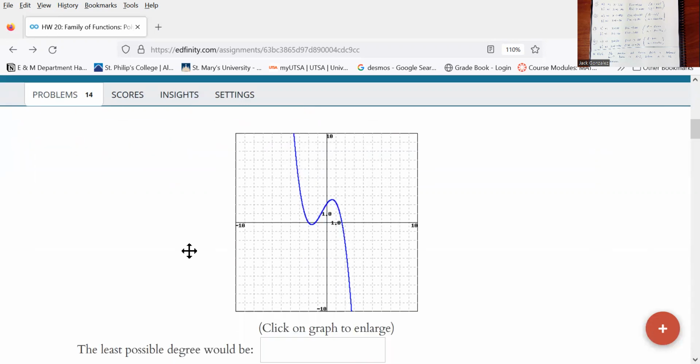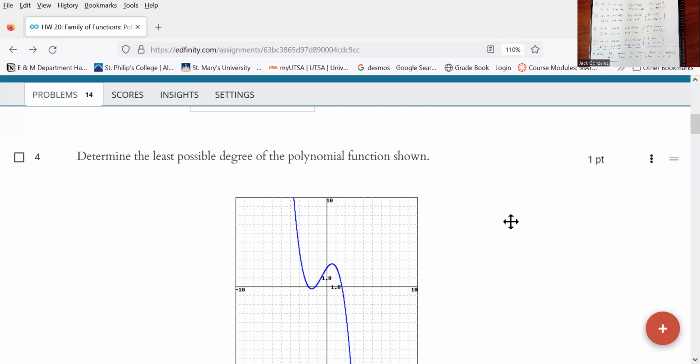Now here, it wants to know the least possible degree. They give you a graph, that's all we know. So the number of turns will tell you the degree. A turn is where the graph goes up and down, also called the inflection points. So we have two turns.